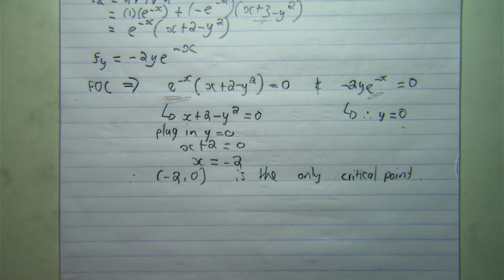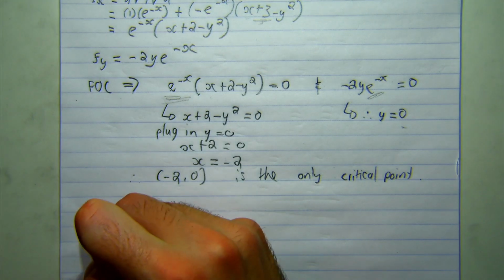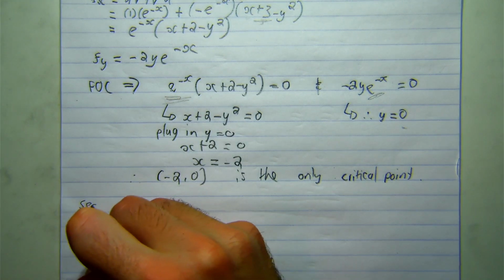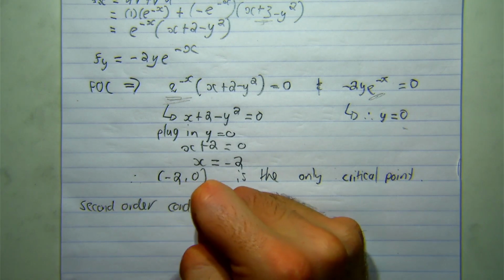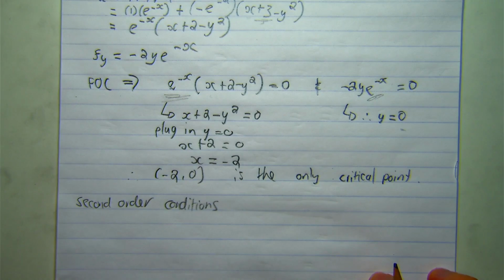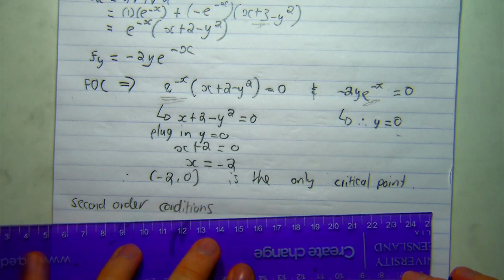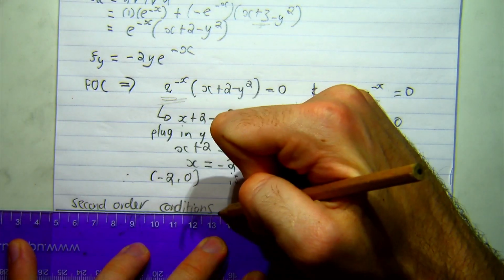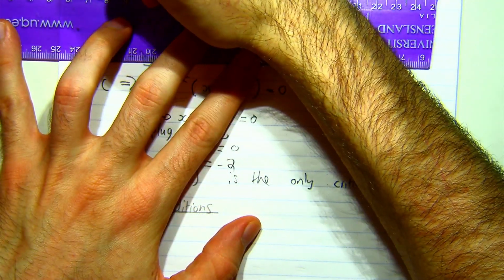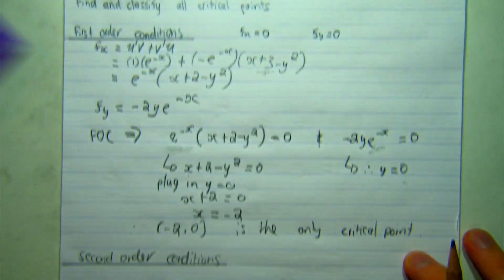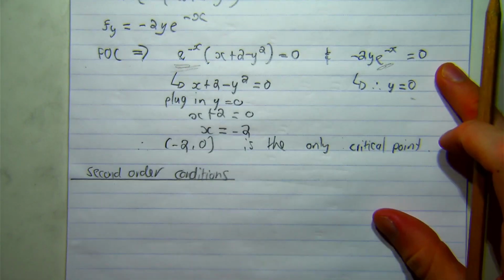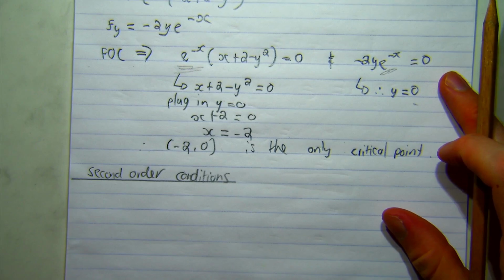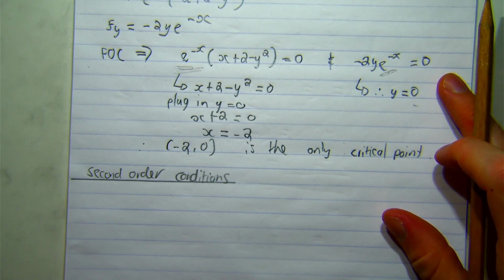Okay, now we want to classify it. So to classify it, we want to evaluate our Hessian matrix. So let's look at that. I just try to make this working extra clear. So we've done our first order conditions to find our critical point, and our second order conditions will give us insight as to the nature of this critical point.